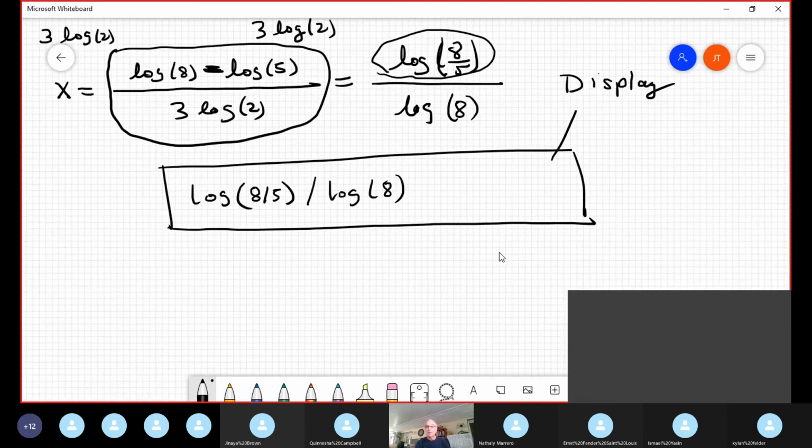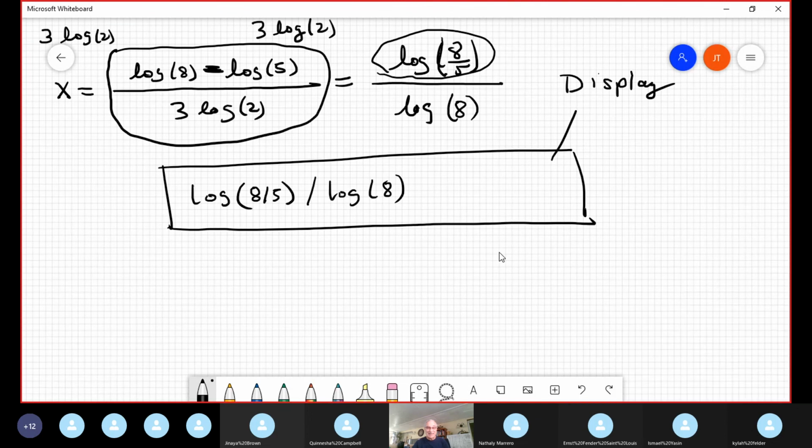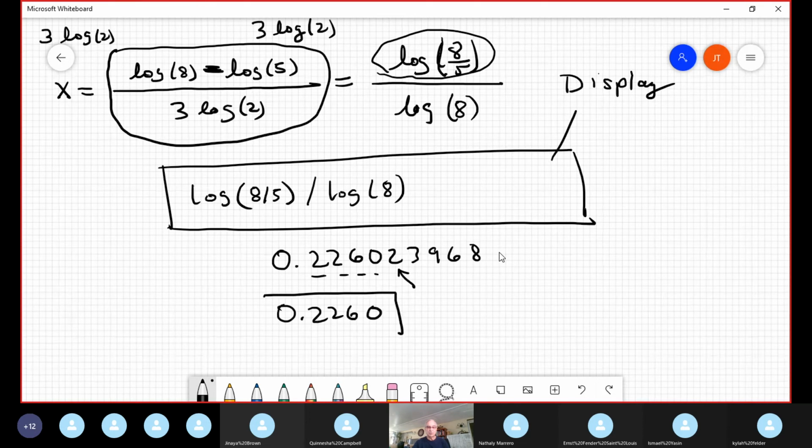Exactly, very well. The answer is, let me copy. I copy the answer exactly as I can see in the display of the calculator. 0.226 0.23968. But in the test, I want 4 decimal places. This digit is less than 5, so you truncate like that, 0.2260. End of the story.